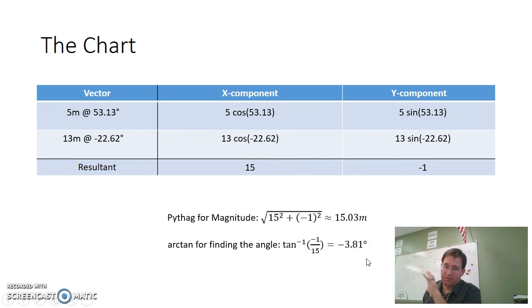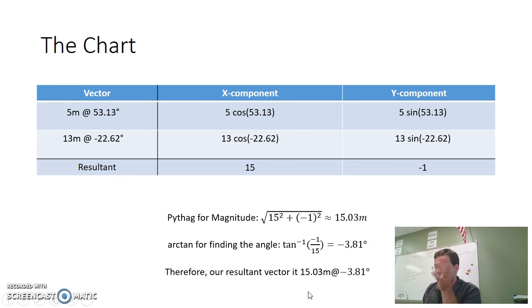I know, again, math people, this is not a proper number. I could add 360 degrees to this in order to make it into a proper number, but we don't need to do that. So when we put that together, we get our resultant vector: 15.03 meters at negative 3.81 degrees.